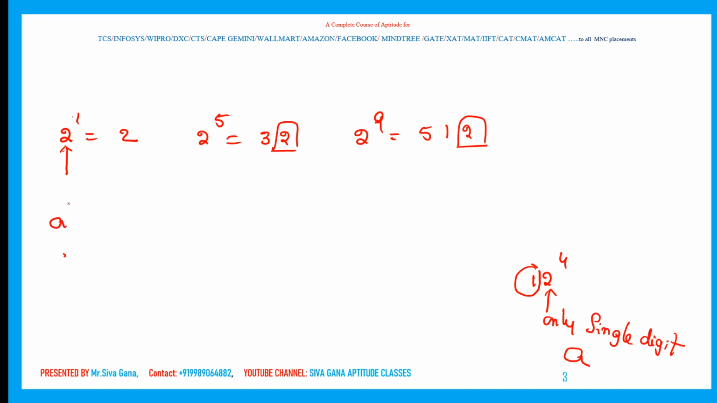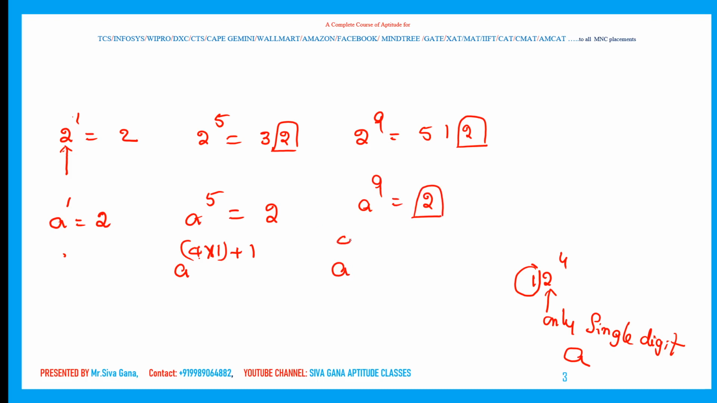Now a power 1, unit digit is 2, right? Now a power 5, unit digit is also 2. This 5 can be written as 4 into 1 plus 1. Why am I taking 4? For every 4 powers the unit digit is repeated. That is the reason why. Now a power 9, unit digit is also 2. 9 can be written as 4 into 2 plus 1. Its unit digit is 2.